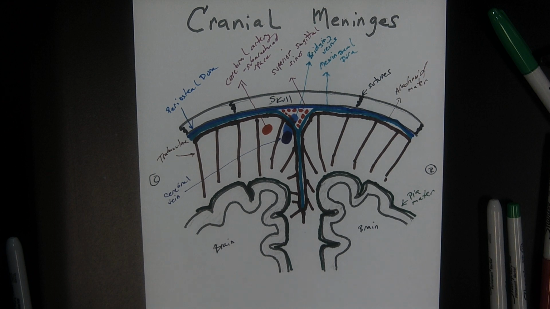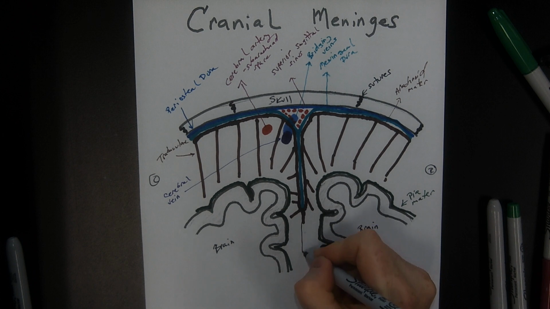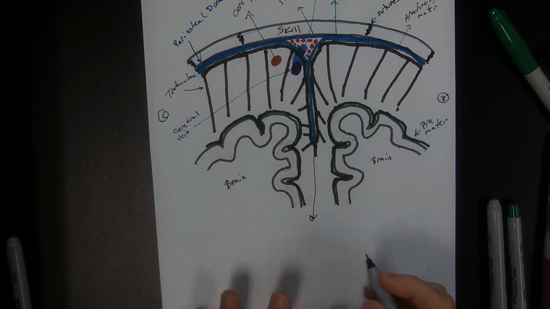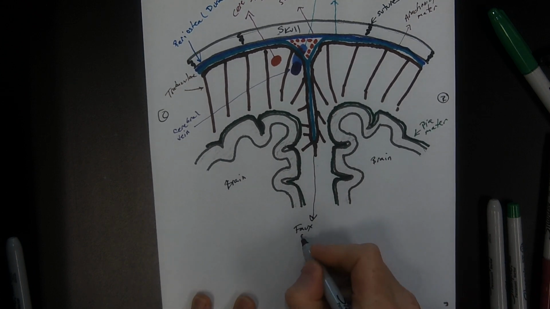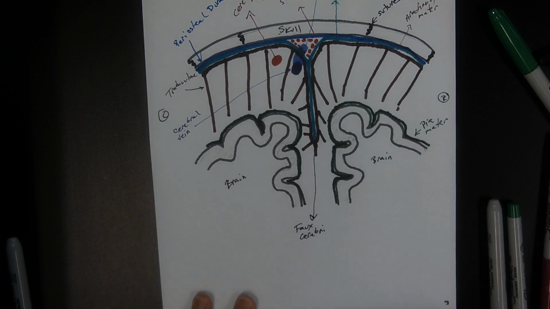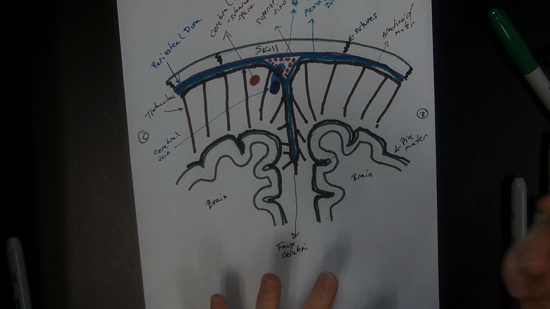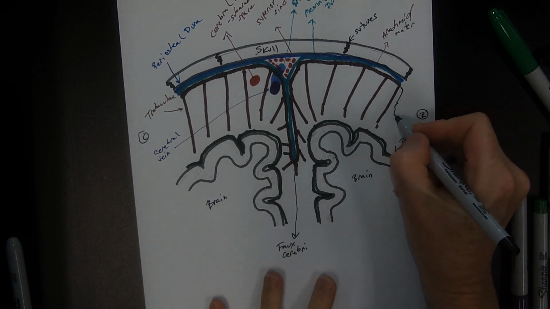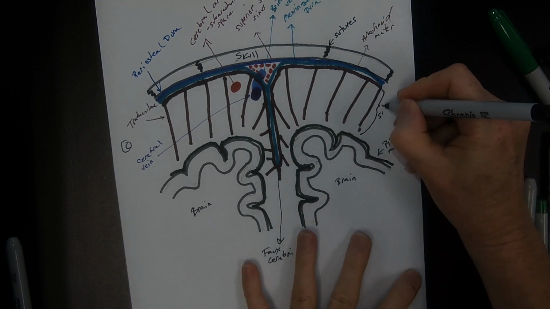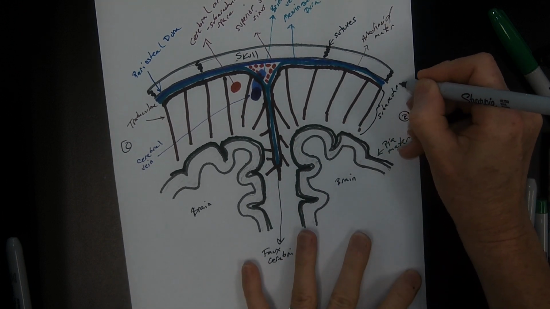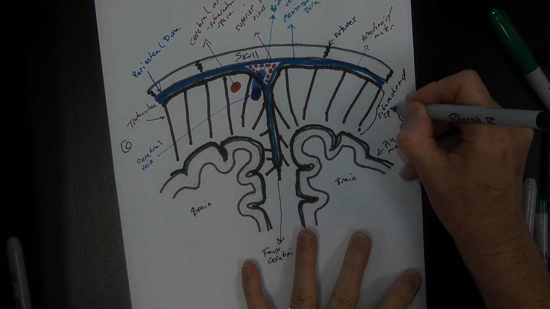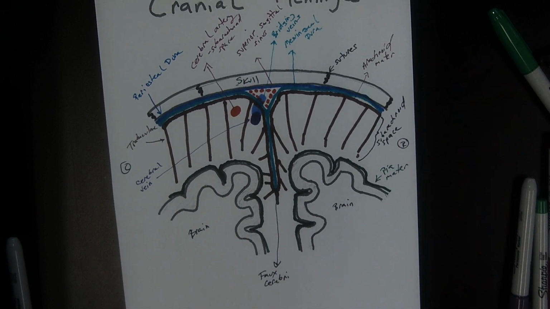Okay, and I'll even label this guy. So this invagination right here, this is your falx cerebri. In this whole area right here, this is your subarachnoid space. That's the stuff that's filled with CSF, and that's where your cerebral arteries and veins are.